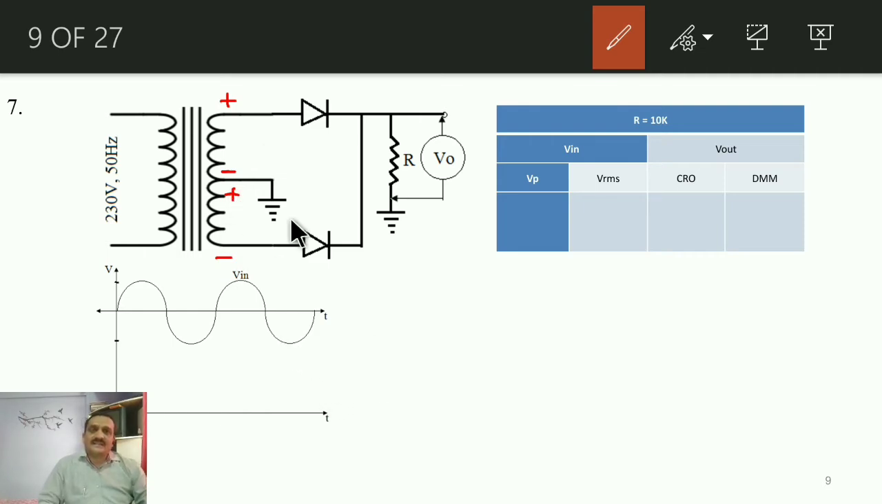Now see, suppose at pi by 2, that AC signal reaches its peak value over here, right? So just imagine at pi by 2, it is at, we can say, 15 volts. If that peak voltage is 15 at pi by 2, how much will be the potential at this opposite terminal? It will be minus 15, is it? Now if it is at plus 15, its center tap will be at minus 15. Whenever this lower half secondary will be at minus 15, its respective center tap will be at plus 15.